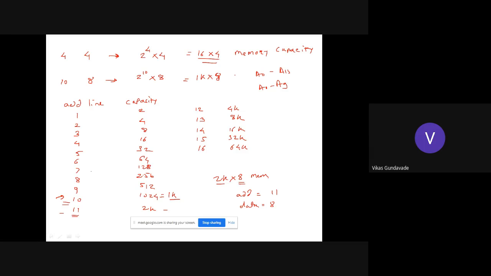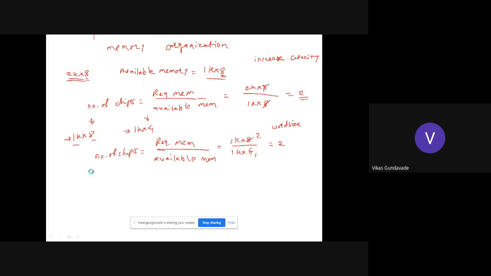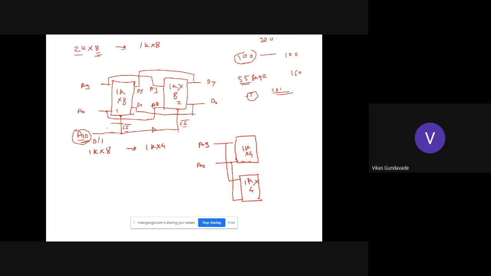Now the required memory is also 1K, and the available memory is also 1K. So we need not increase the capacity of memory, only the word size. Here the A0 to A9 address lines are common for the first memory and also for the second memory. So the capacity part is over.